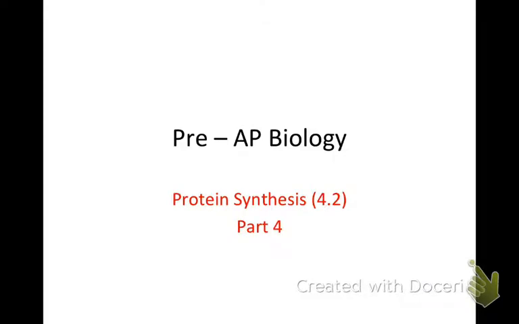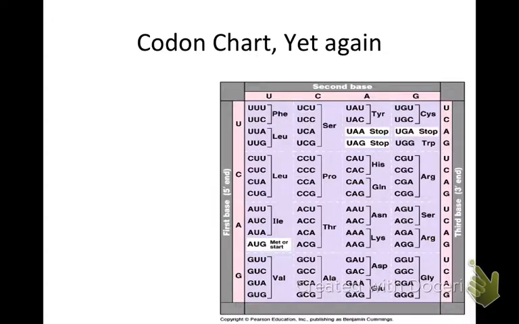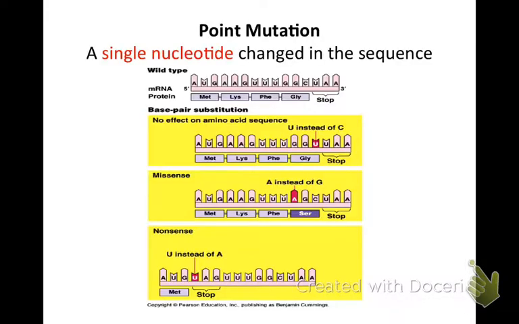So part 4, this is your mutations. What if something happens? Codon chart yet again. You get a wrong amino acid, you get the wrong protein. Wrong protein, wrong function. So, point mutations. Let's go ahead and highlight what a mutation is. Mutations are changes in the nucleotide sequence of DNA or mRNA. Remember, DNA makes mRNA. mRNA codes for proteins.